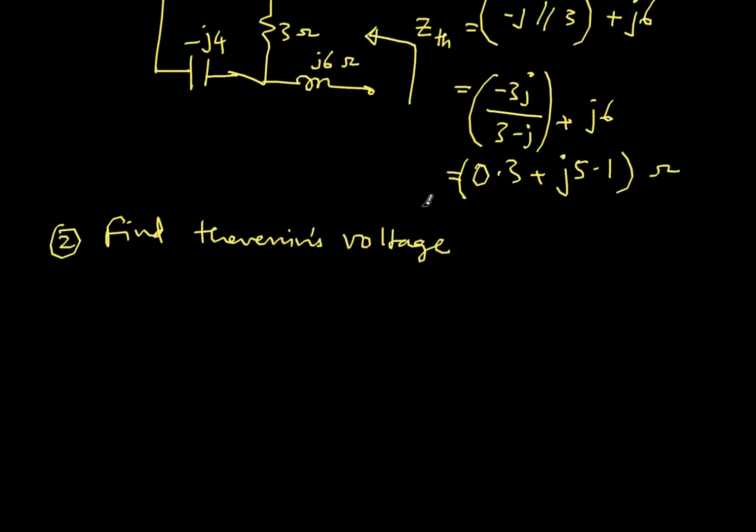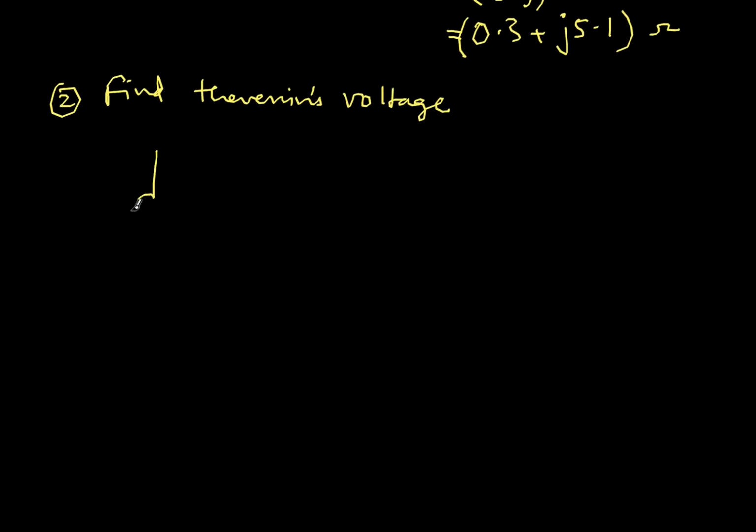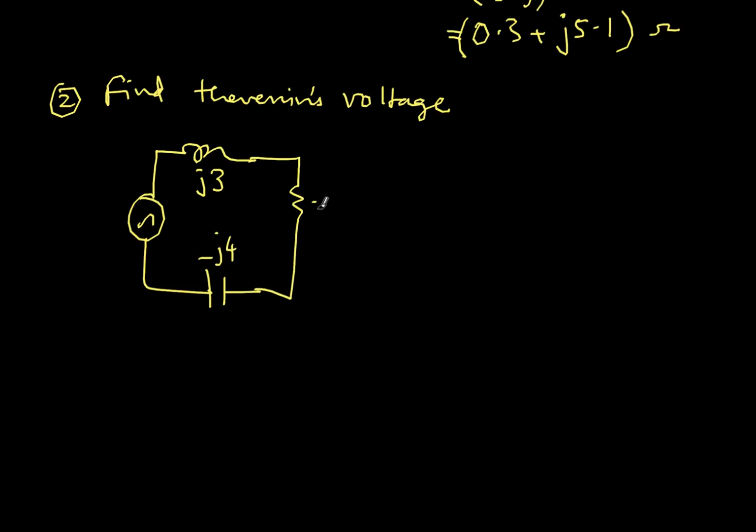So let's draw the circuit once again for that. So I have one voltage source here, and then this is J3, and this is a capacitance J4. Then I have a 3 ohms resistance here, and then I have another voltage source here. This is my terminal, and then here I have a J6.